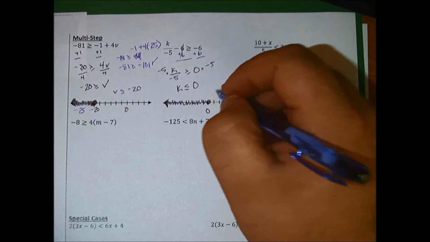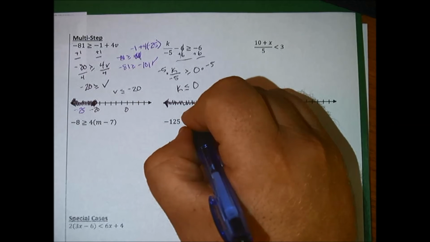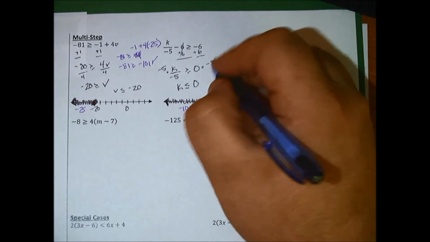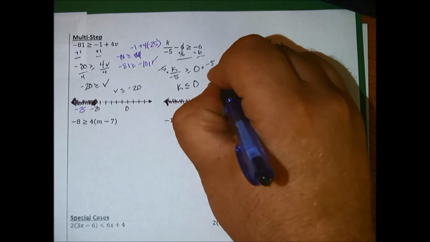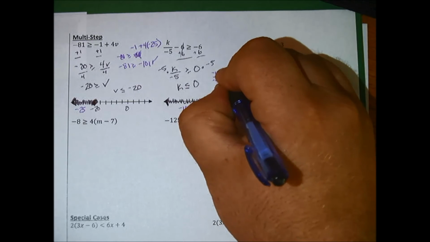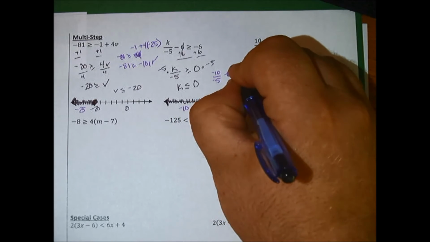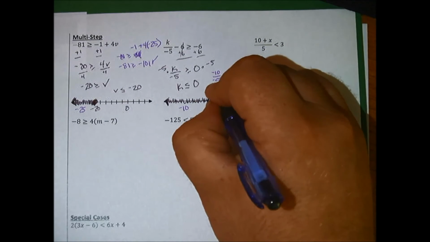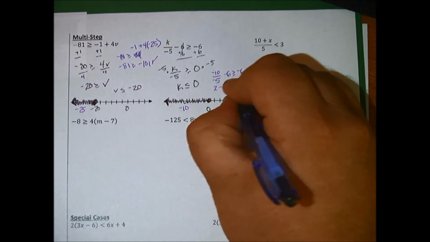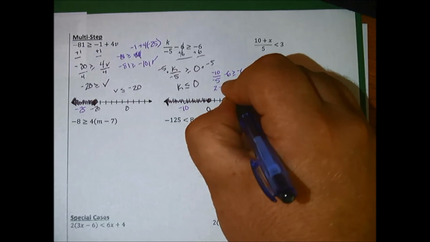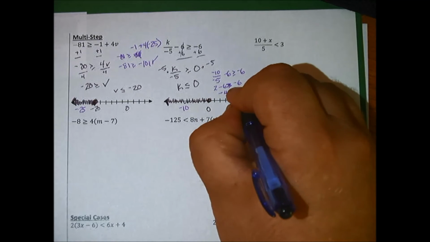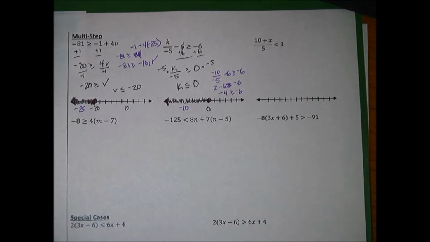So let's go ahead and try, I don't know, let's go negative 10. I picked negative 10 because it divides into negative 5. So we go negative 10 divided by negative 5, minus 6. Is that greater than or equal to negative 6? We're going to see. Negative 10 divided by negative 5 is a positive 2, minus 6, and that's going to be negative 4. And negative 4 is greater than negative 6. So that works out. We're happy.